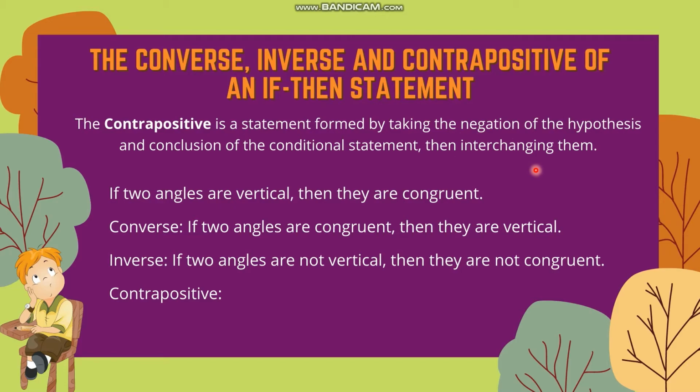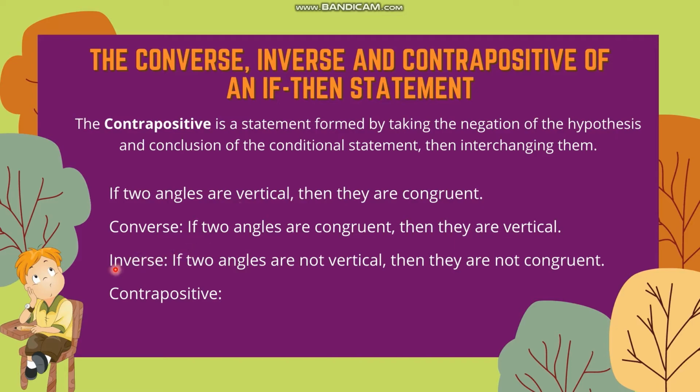Okay, so isa-isahin natin. Ito yung example natin. If two angles are vertical, then they are congruent. Kung gagawin natin siyang converse, babaliktarin lang natin, di ba? So, if two angles are congruent, so mauuna na to. Then, they are vertical, okay? So, yung hypothesis natin kanina, nandito na siya sa conclusion.